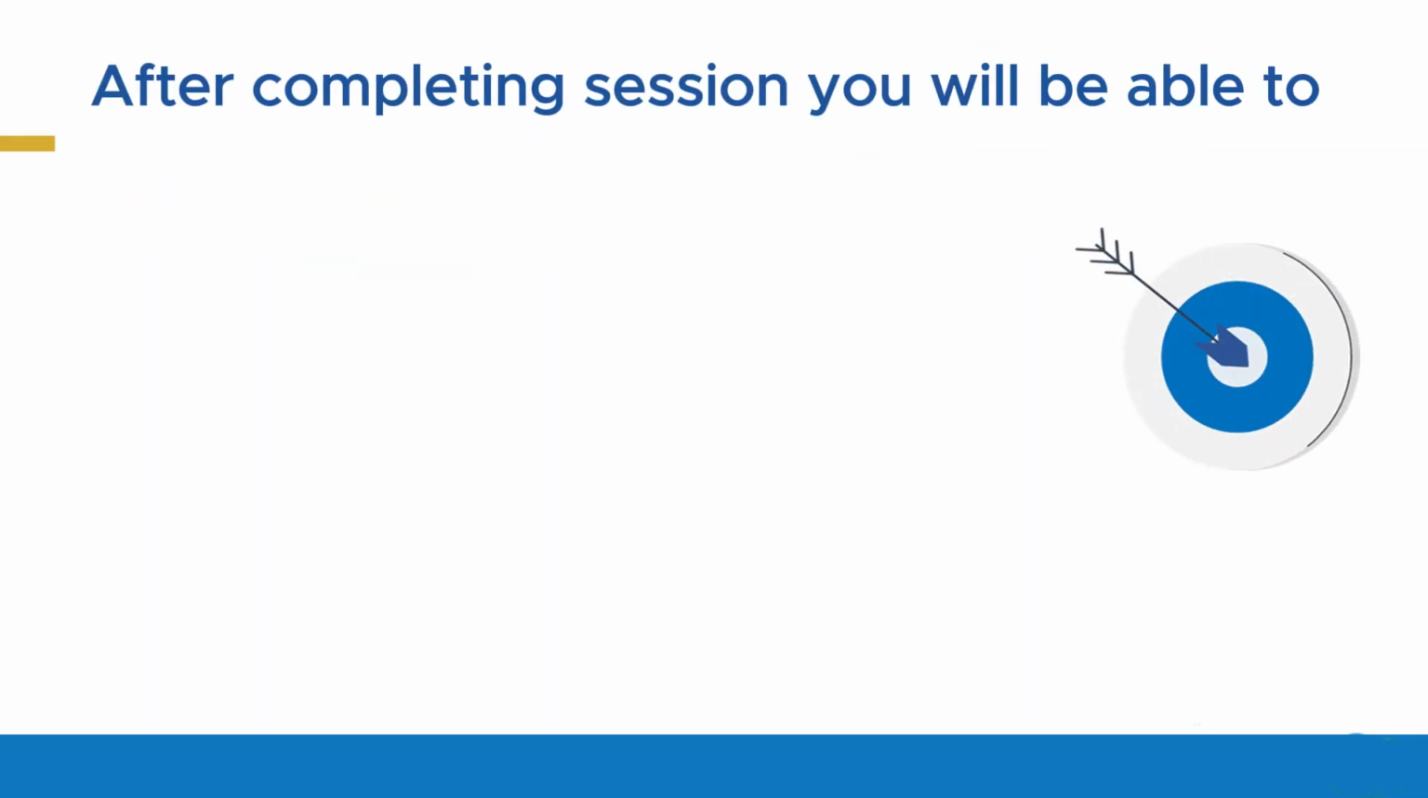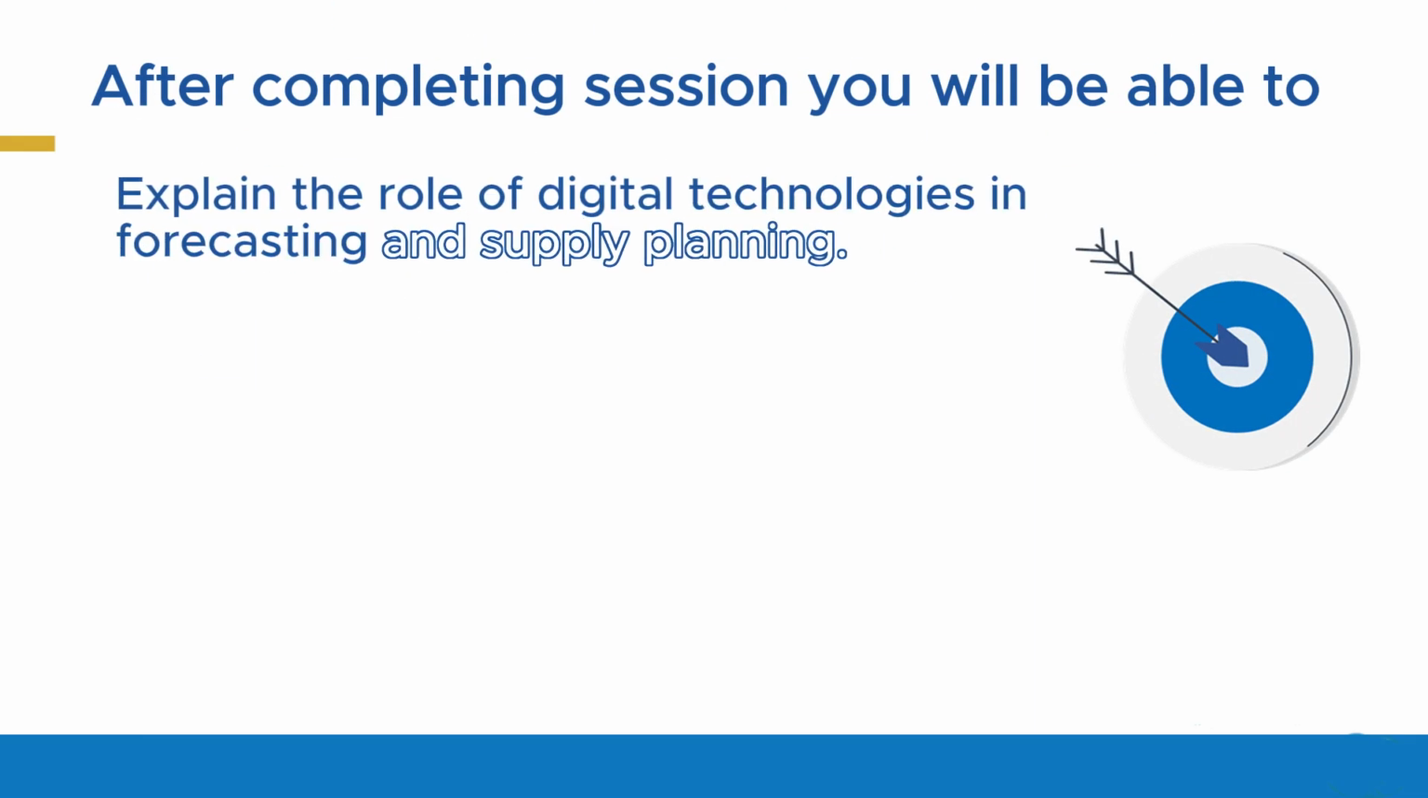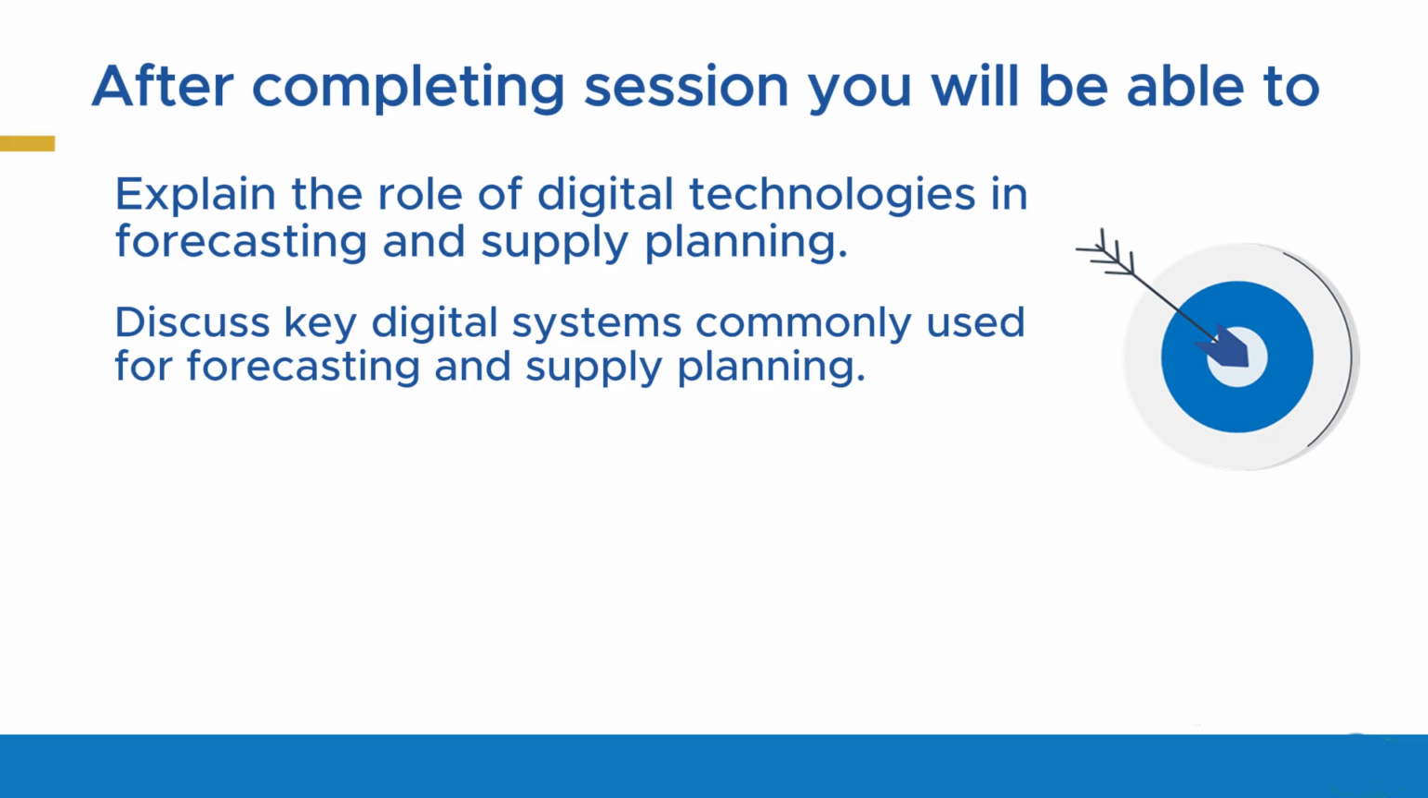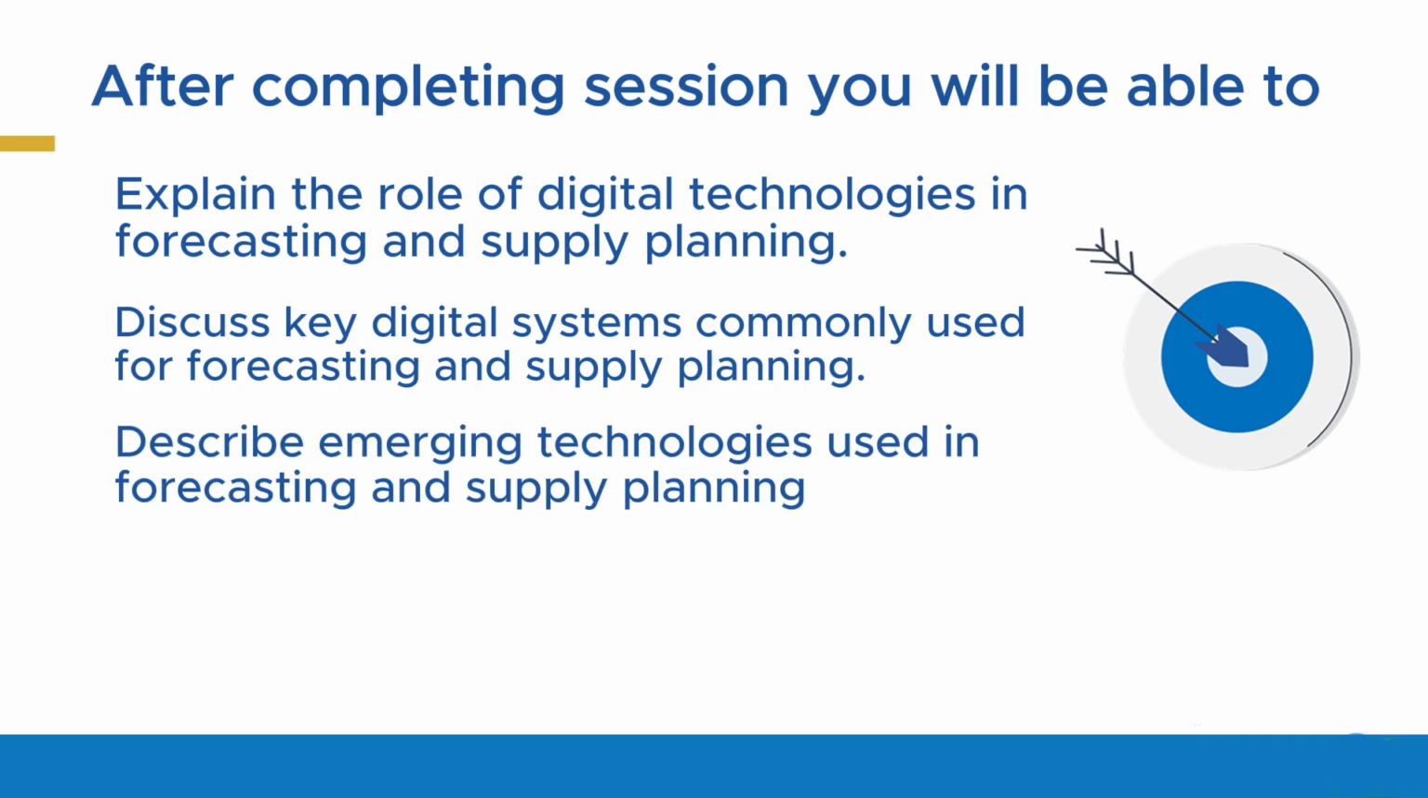After completing this session, you will be able to explain the role of digital technologies in forecasting and supply planning. Discuss key digital systems commonly used for forecasting and supply planning in health supply chain in Ethiopia. Describe emerging technologies used in forecasting and supply planning.